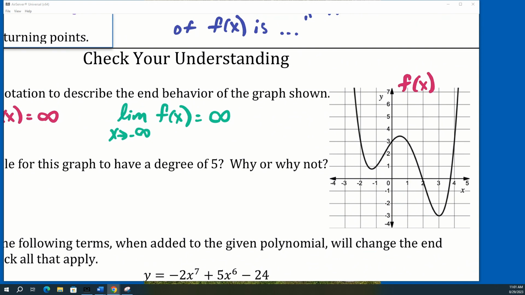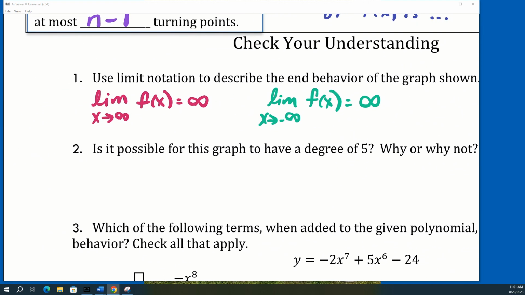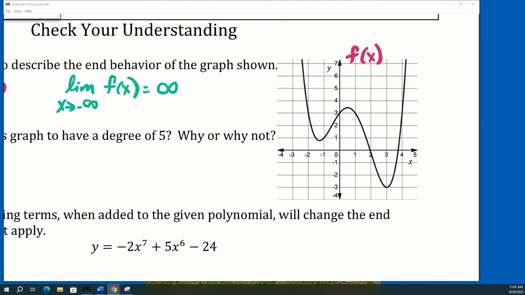All right, let's look at number 2. We're still talking about the same graph. Is it possible for this graph to have degree 5? No. Why not? You're right. It's not even. 5's not an even degree. Very good.